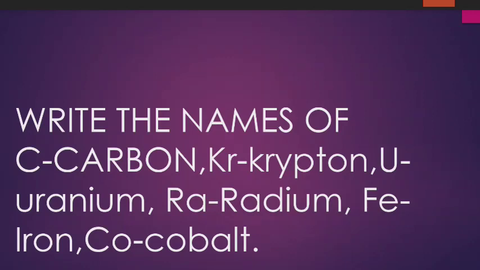Write the names of C. So this is the question. Clear? This part is the question. So C means carbon. Then Kr means krypton. U means uranium. Ra means radium. Fe means iron. And Co means cobalt. Clear? Now next question.